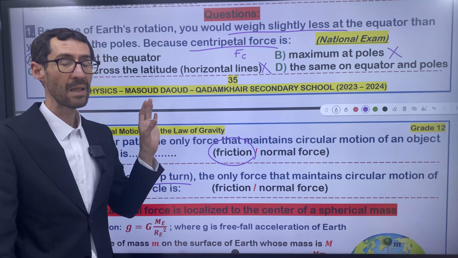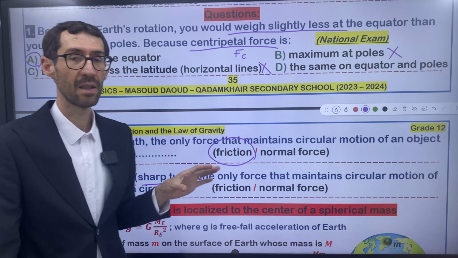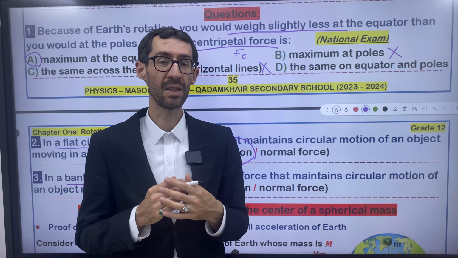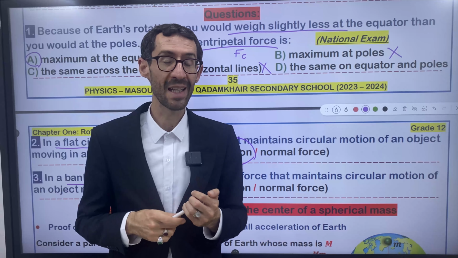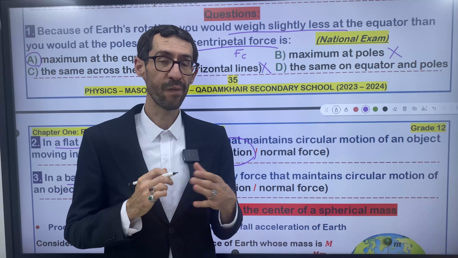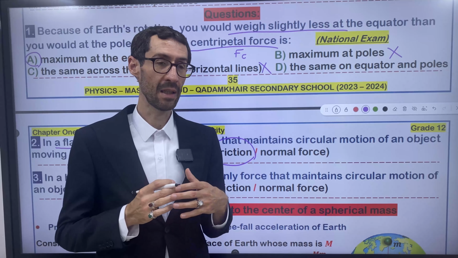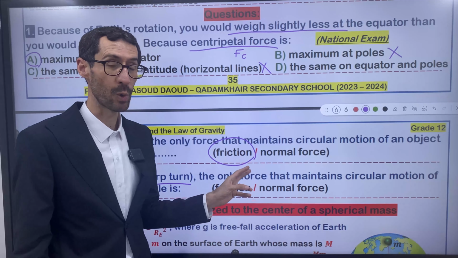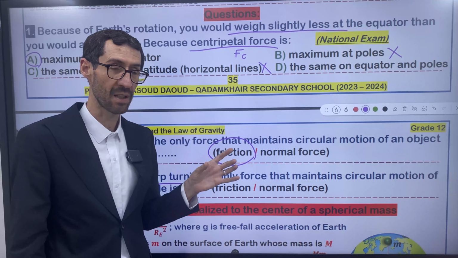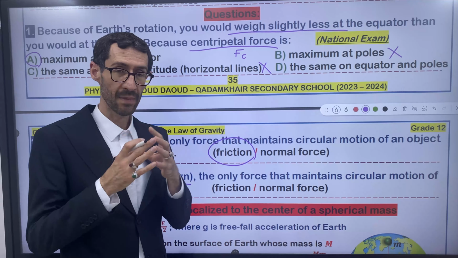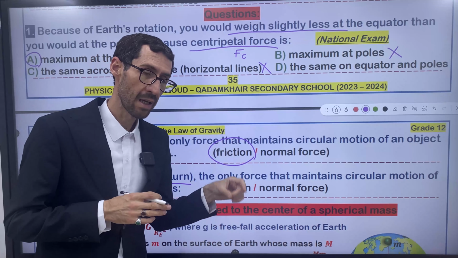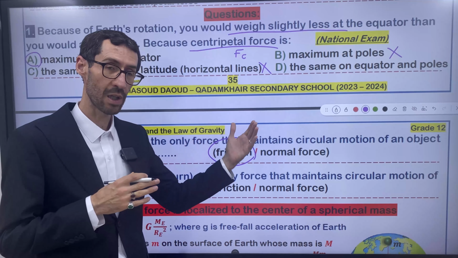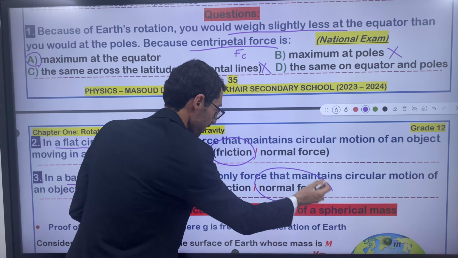No. In a sharp turn, friction is not enough. Friction cannot keep the object on a circular track. That's why in a defile, especially on mountain roads, friction approaches zero. So the only force that keeps the object on its circular track is the normal force.